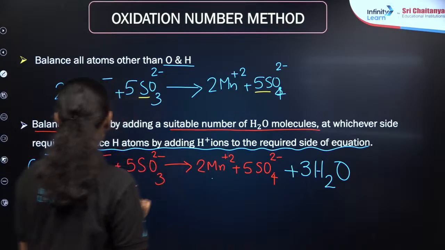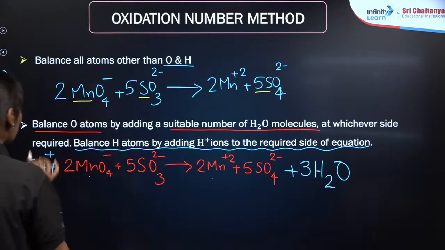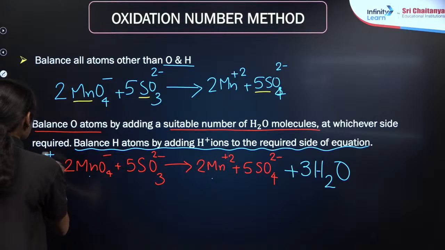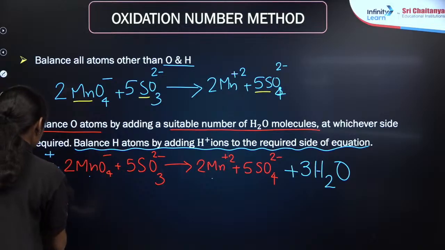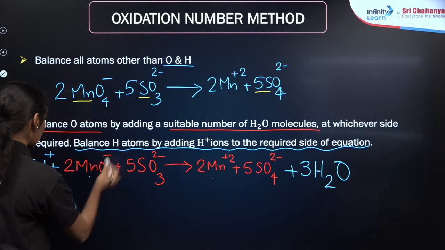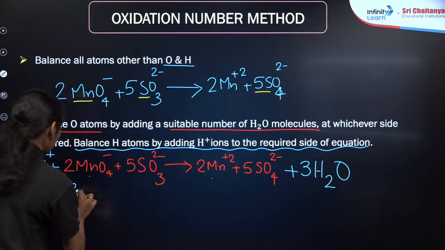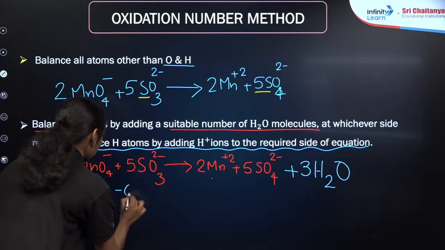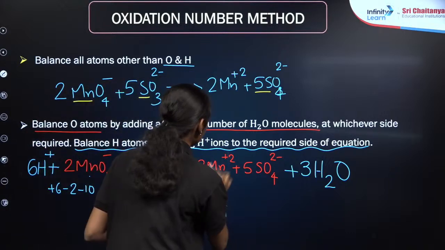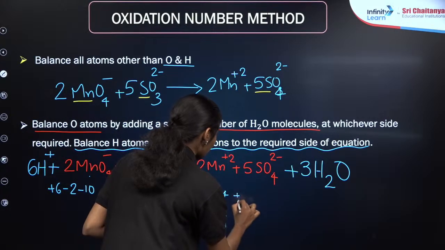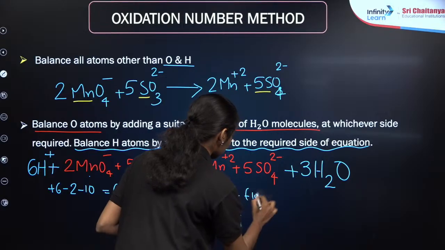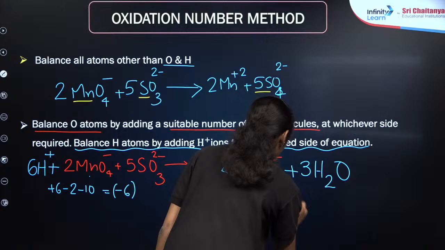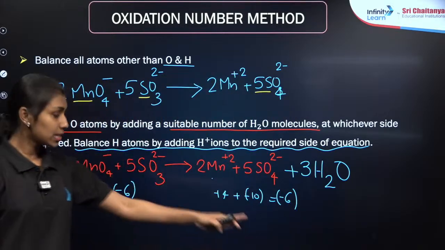The next step you have to note is whether the charge is balanced or not. As you can see here, 6 hydrogen, right? Plus 6 charge. Then 2 into minus 1, right? Minus 2 charge. Minus 10. How many charges present here? 6 minus 2, 4, minus 10, that is minus 6, right? Then, what about here? 2 into 2, 4, plus 4, plus 5 into 2 minus 10. That is minus 4 minus 10, that is equal to minus 6, right? Which means charge is also balanced here.